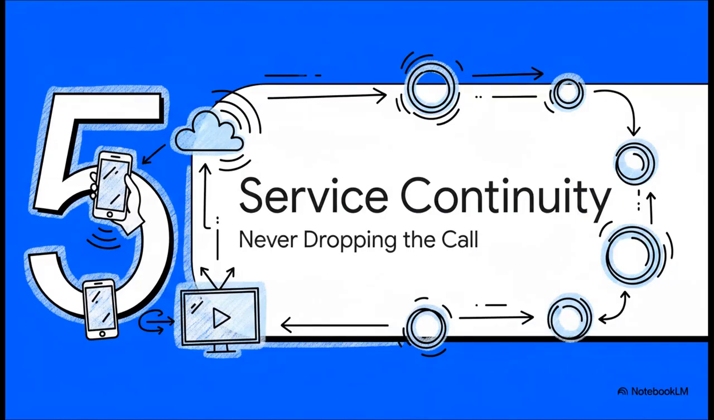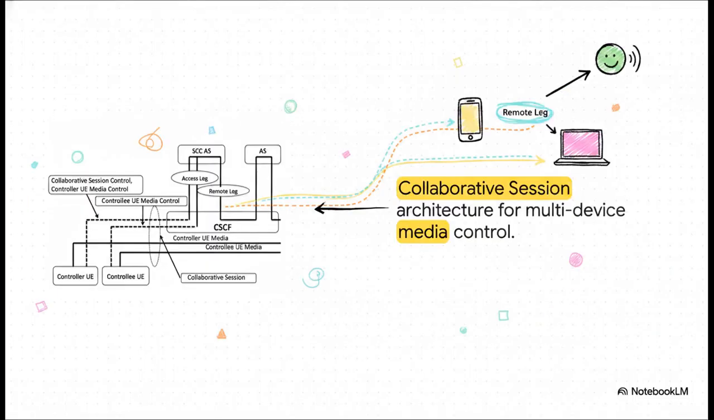Which brings us to Section 5, Service Continuity and Handoffs, how we never drop the call. Because let's face it, we don't just sit still. We're constantly switching networks or transferring a video from our phone to a smart TV. How does IMS maintain this? It uses an incredibly advanced feature called collaborative sessions. By firing exact SIP REFER or UPDATE commands, IMS actually allows multiple media flows to be transferred, or even split, across entirely different devices on the fly, all while keeping the person on the other end of the line completely uninterrupted.